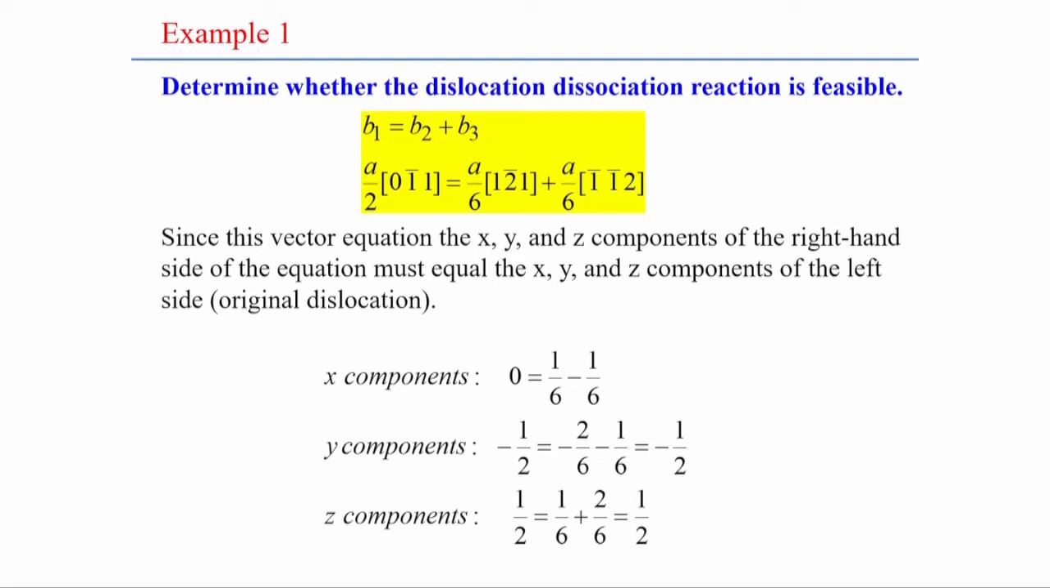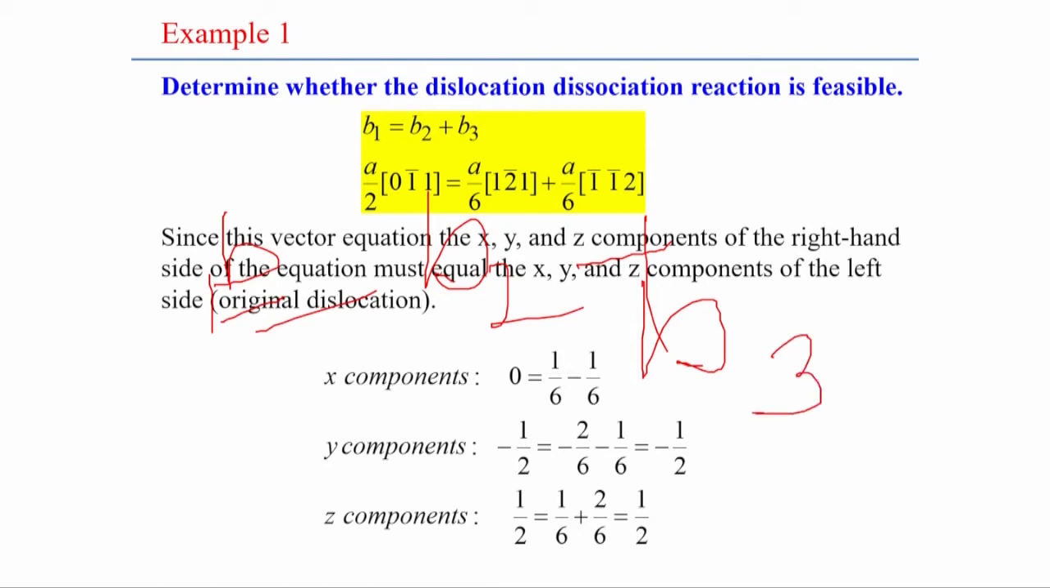since b1, b2 are represented in terms of vectors, first we try to consider the components of these vectors on the x, y, z coordinates, and we'll try to make them balance. If we balance the components on the left hand side and the right hand side individually, along the x, y, and z axis, and they match, then we can say that the reaction is feasible. So this is the thumb rule for the first check, whether b1 equal to b2 plus b3, that means whether this vector equation is valid or not.